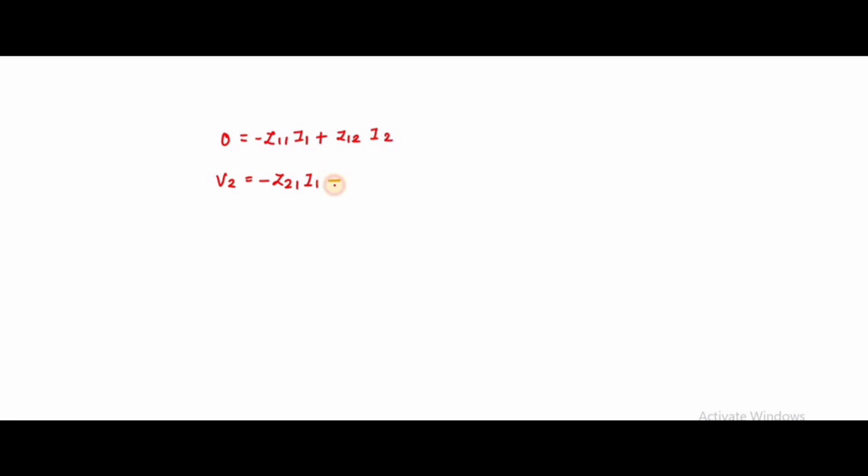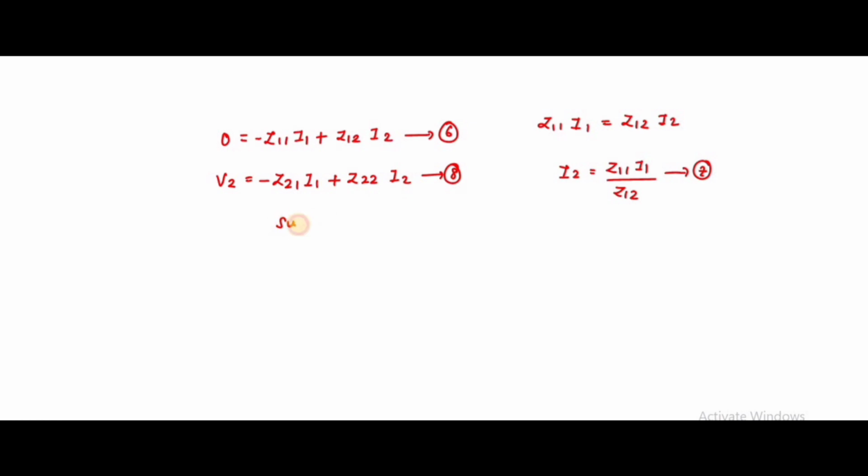From this equation, I can write Z11 I1 is equal to Z12 I2. So I2 is equal to Z11 I1 divided by Z12. Substitute this seventh equation in the eighth equation. So V2 now becomes equal to minus Z21 I1 plus Z22 Z11 I1 divided by Z12.